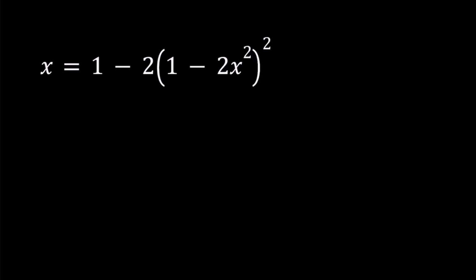Hello everyone. In this video we're going to be solving a polynomial equation. We have x equals 1 minus 2 times the quantity 1 minus 2x squared, squared. I'll be presenting two methods, and let's start with the first method.